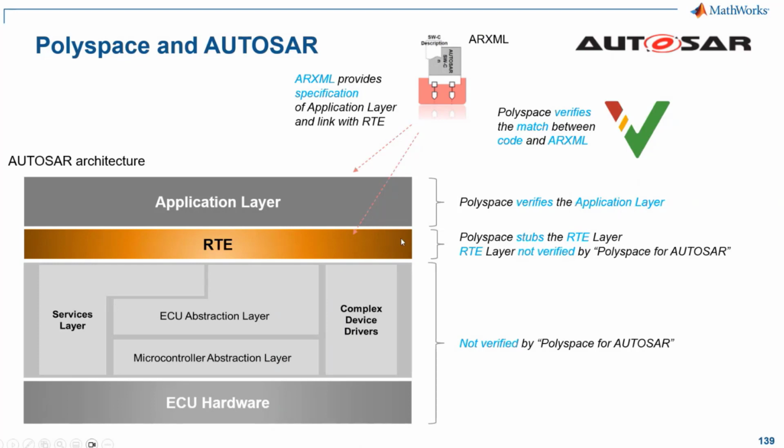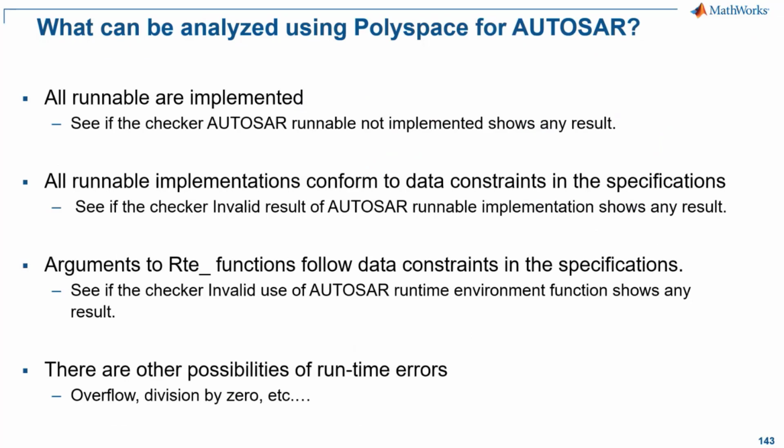At this stage, everything related to the RTE will be stopped because it's not automatically verified by this special feature of Polyspace. And for the basic software, nothing is verified using the Polyspace for Autosar feature. What can be analyzed using this Polyspace for Autosar? What kind of result can you expect to have?